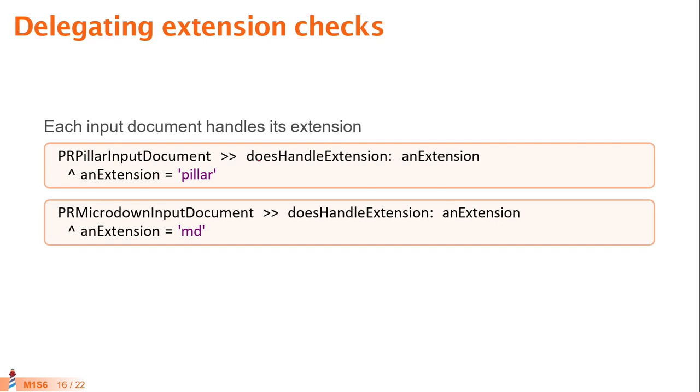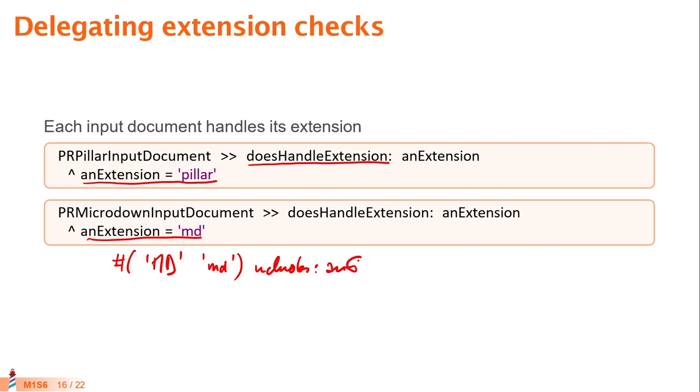So what we did is that we introduced the responsibility in the Pillar input document to manage the extension. And we said, do you deal with this extension? And each of them said, okay, this is the extension I want to deal with. We could also have includes and say that you can manage multiple extensions. For example, I could say something like, if this is MD or if this includes an extension, and I would get all these extensions managed for Microdown.